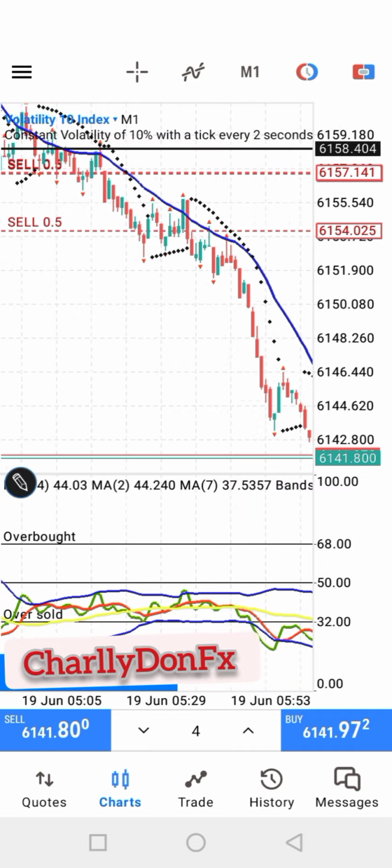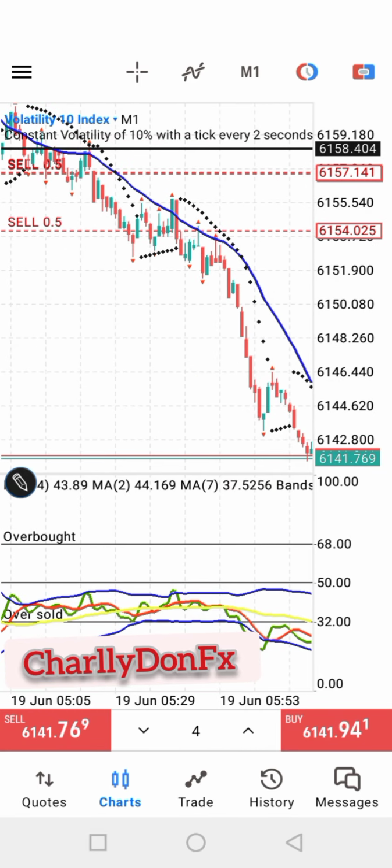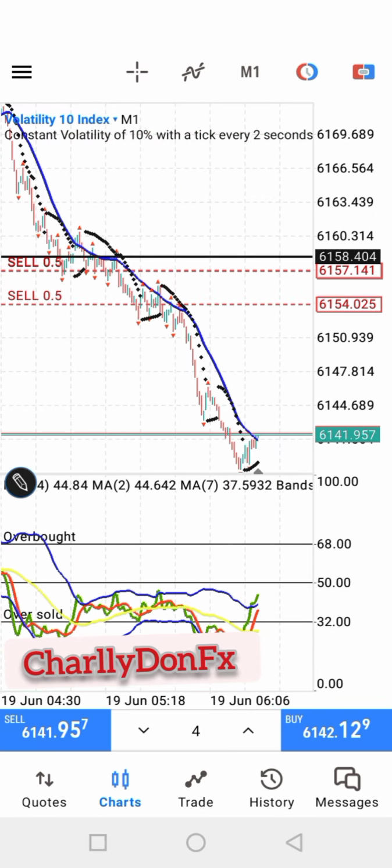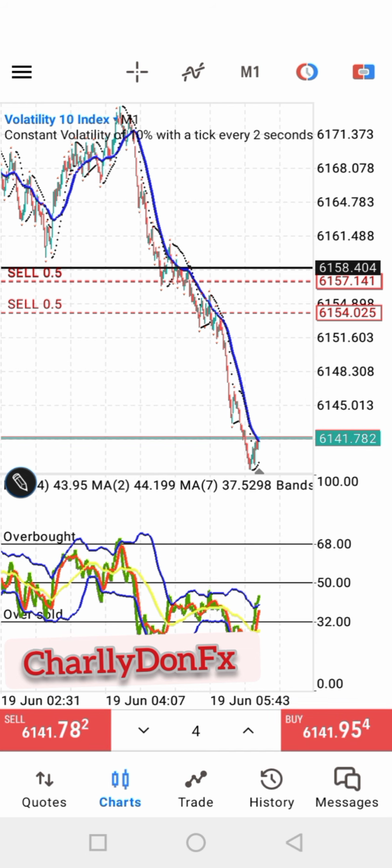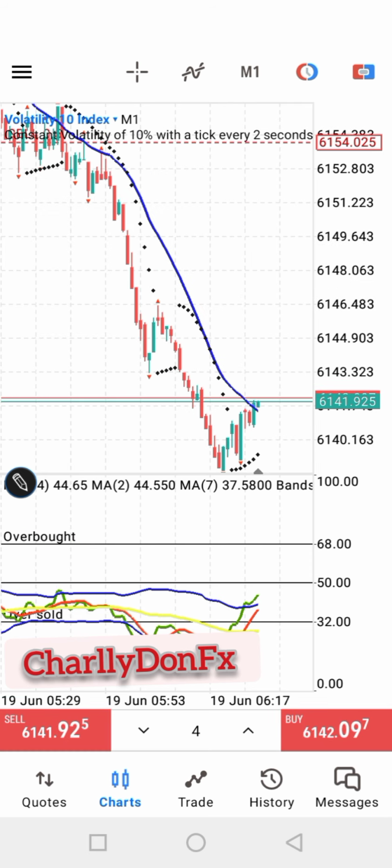Can you see where I took the trend from? From M1. Can you see? It kept on going down. Can you see that? It's simple as that. It kept on going down. So you don't have to jump into trade and fill your heart with so much anxiety.